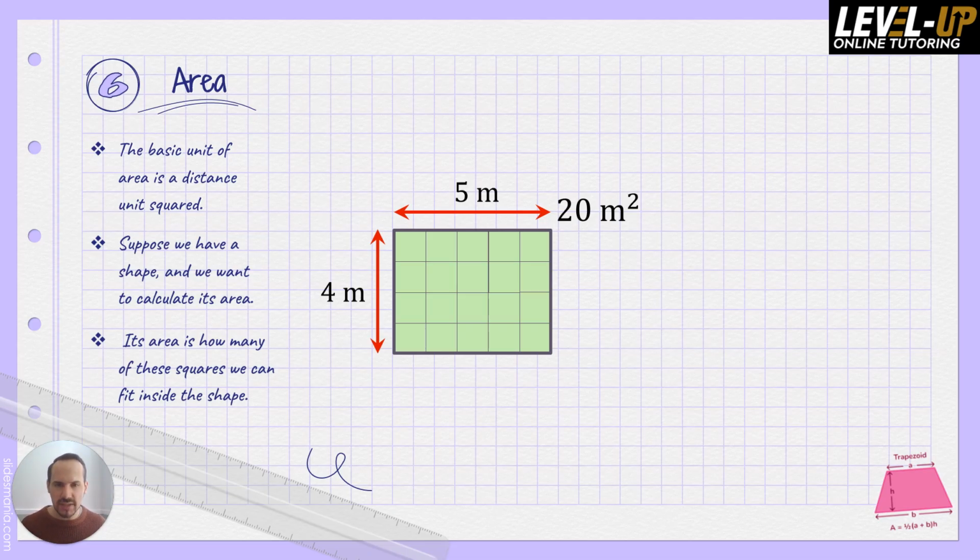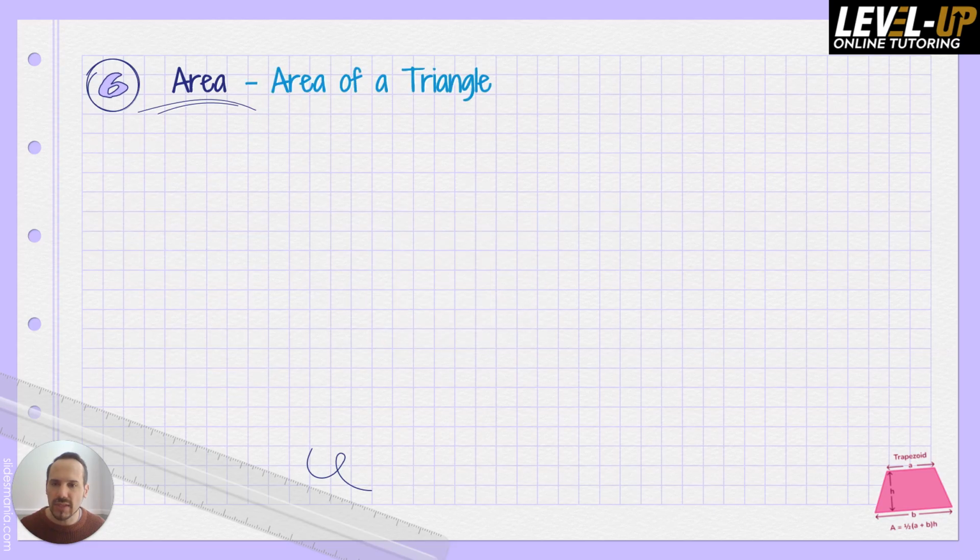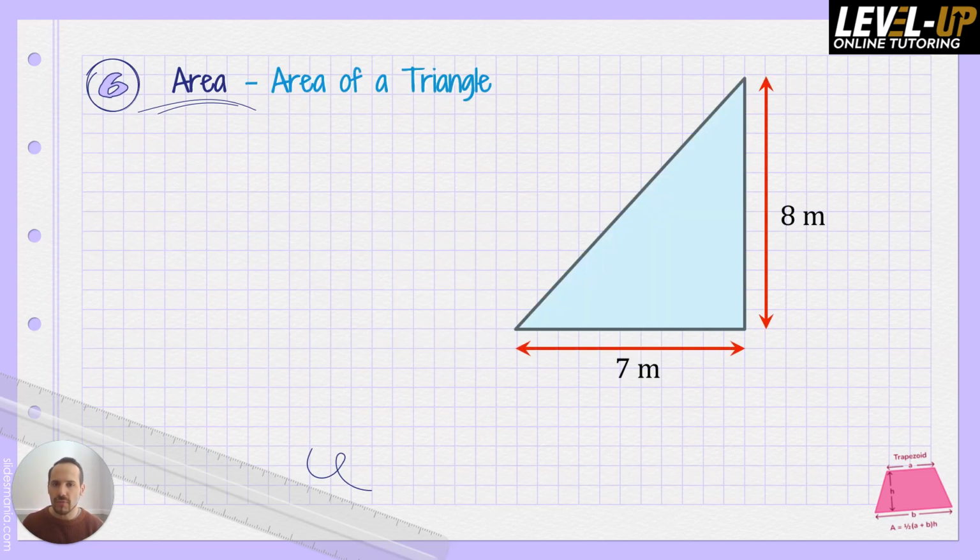Meters times meters, getting meters squared. So that's fundamentally what area is and how we do it. So it's quite straightforward for a square or a rectangle. We're going to see how we can gradually build this up to more complex shapes, like a triangle for starters.